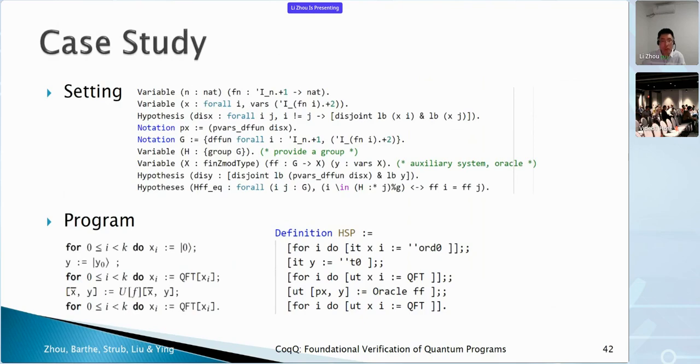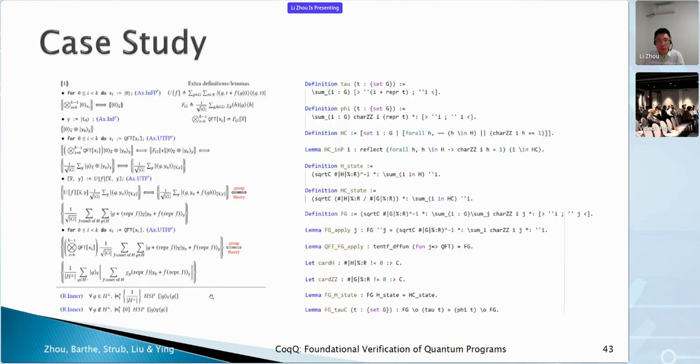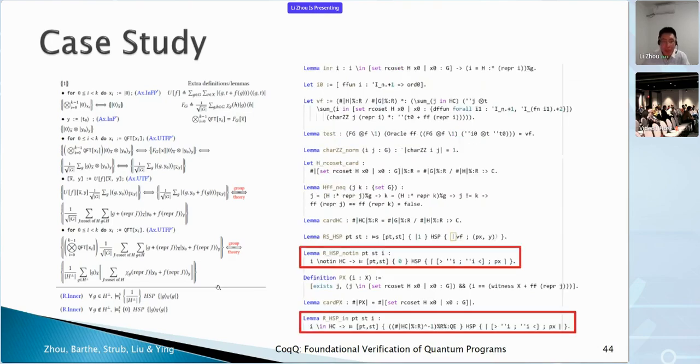Here is a screenshot of our formalization for hidden subgroup problem. The program is similar to the pseudocode, and the proof follows from the standard presentation in other textbooks. Let me omit the details here due to the limit of time.